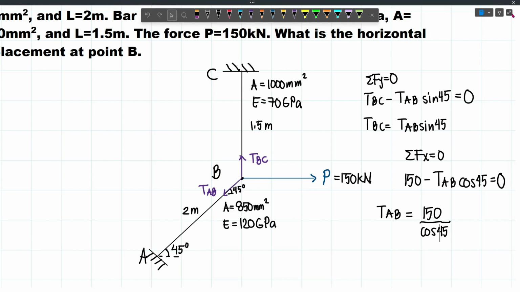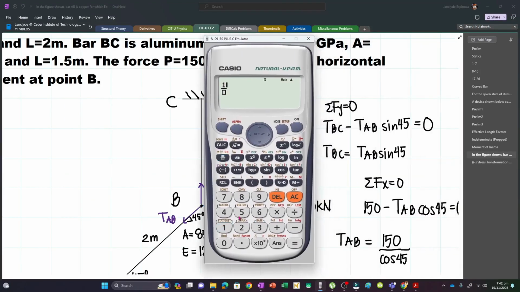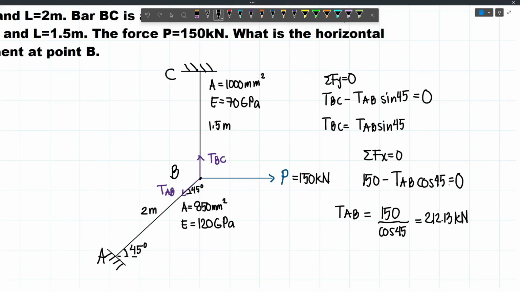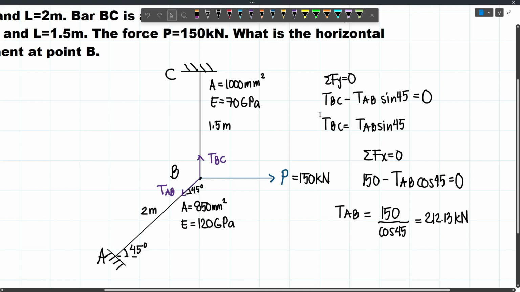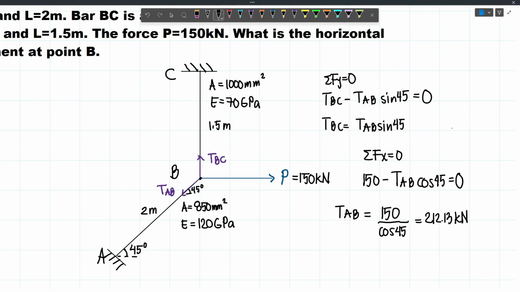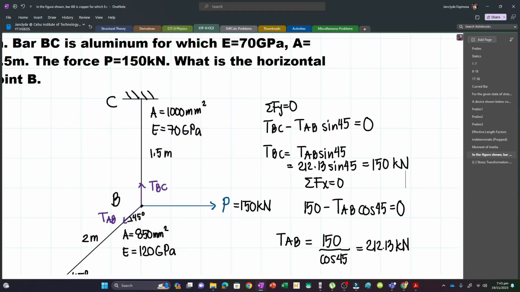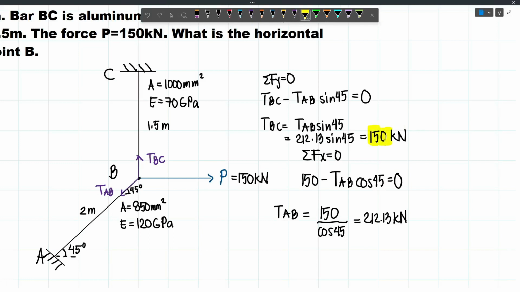And then kana siya mahimong 212.13. So 212.13 ni siya. And since naa na tay TAB, makompute na sad natin yung TBC. So mahimo na siyang 212.13 sin 45. And so basically kanang value multiplied by sin 45, and that's basically equal to 150. So ato na highlightan lang.